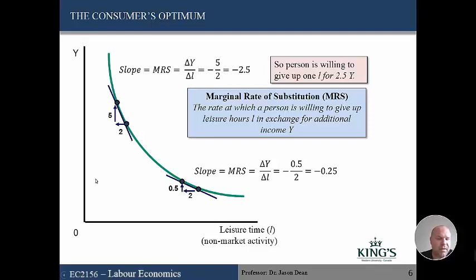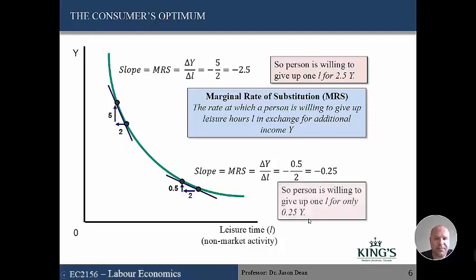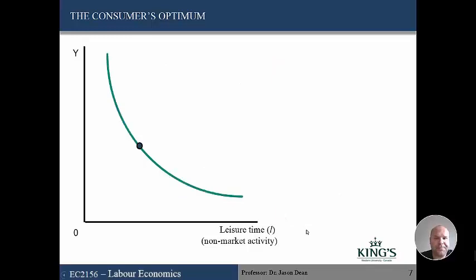Because they have a low level of income, the marginal utility of income would be quite high here. So taking away 2 hours of leisure, you wouldn't have to give them as much income to make them equally happy. Okay, so according to these 2 points, the marginal rate of substitution is negative 0.25. So in words, the person is willing to give up 1 hour of leisure for only 0.25 Y.